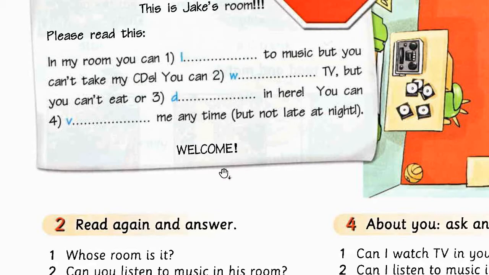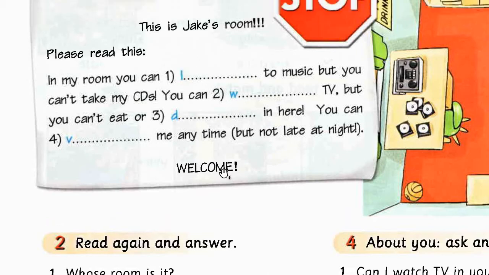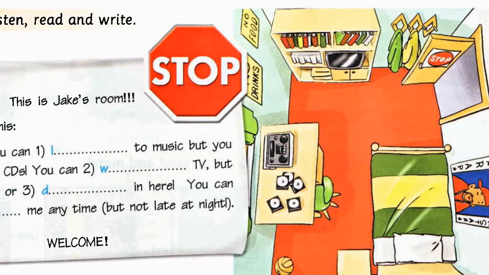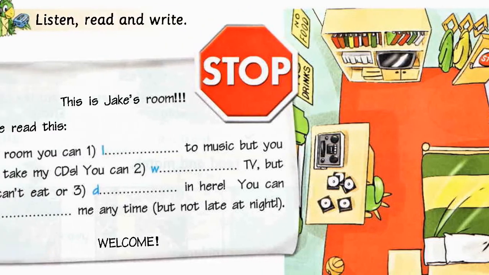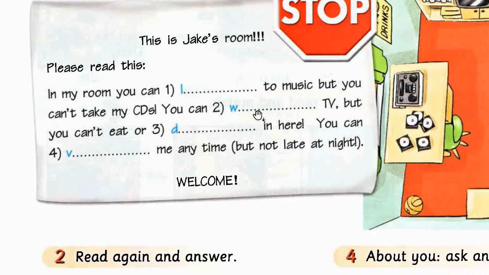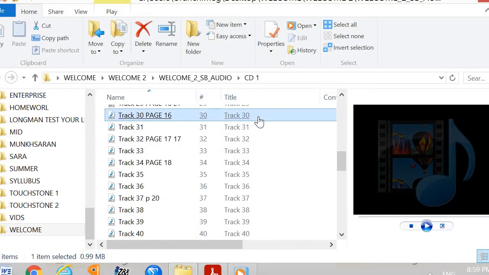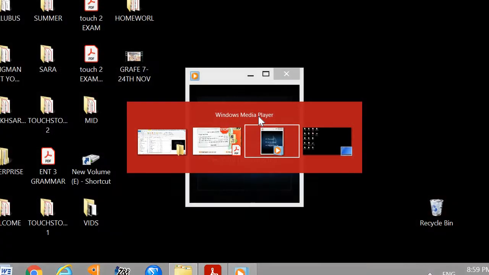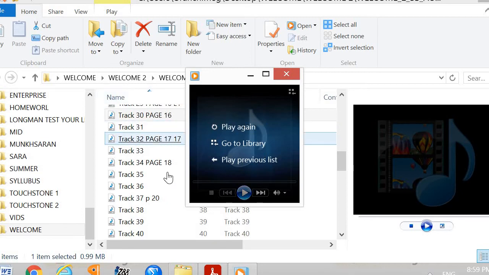1, 2, 3. So what I'm going to do is play the audio, but look at the picture. It's a room. But whose room is it? It's written: this is Jake's room. Listen and read and complete Jake's note about his room. Okay, let me see if I can. Okay, that's the audio probably. Listen to the audio and complete the parts.